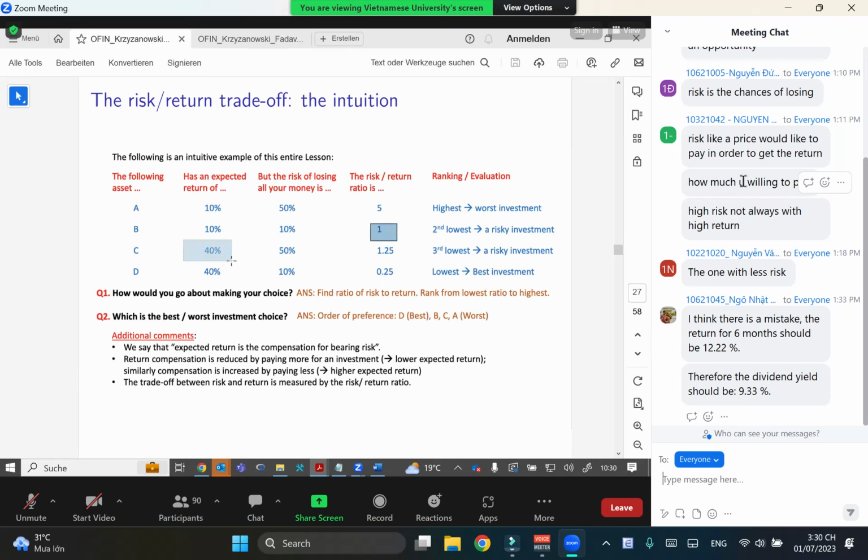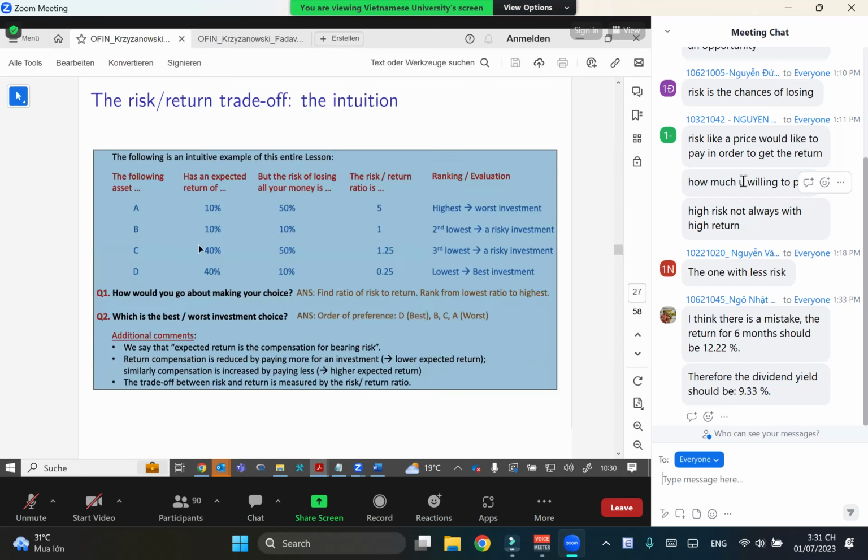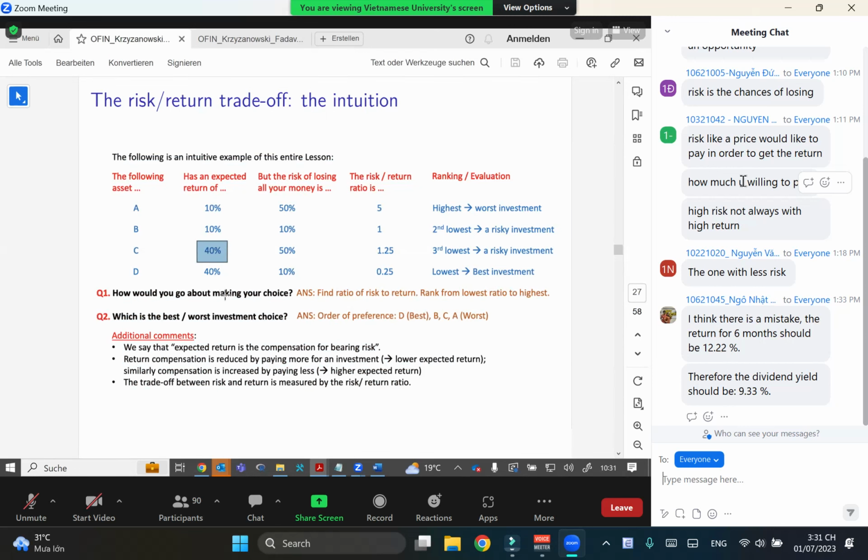Now, there is another investment, asset C: expected return of 40% versus risk of losing everything 50%, right? So much higher expected return, same chance of losing everything as option A, which was so far the worst. Risk-return ratio 50 divided by 40, 1.25.